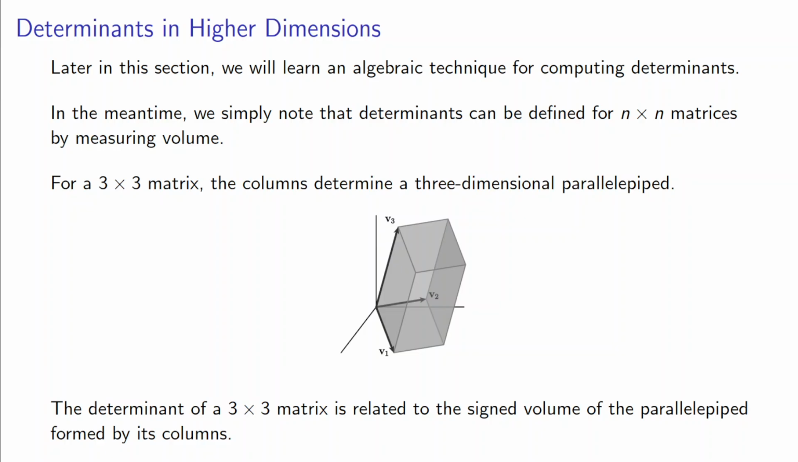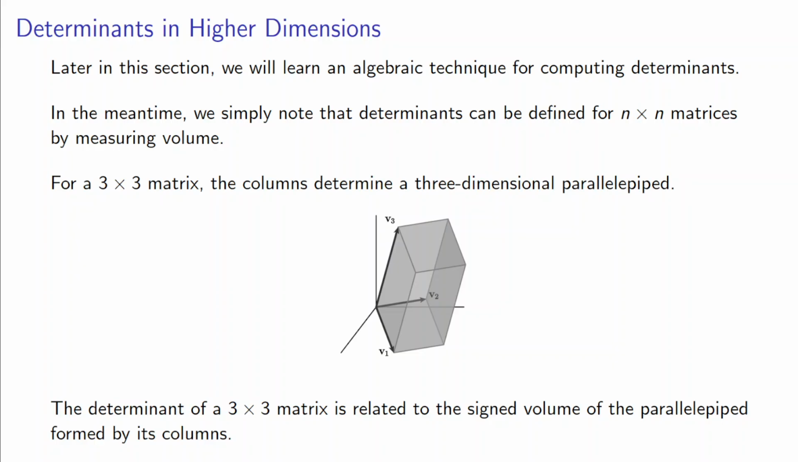Thinking about determinants in higher dimensions. Later in the section and in other videos, we're going to learn an algebraic technique for computing determinants. So far, we've mostly focused on the geometry, and we have our formula for 2x2 matrices, but we're going to look at higher matrices. In the meantime, we simply note that determinants can be defined for n by n matrices by measuring volume. For a 3x3 matrix, the columns determine a three-dimensional parallelepiped, it's called, the three-dimensional version of a parallelogram. And the determinant of a 3x3 matrix is related to the signed volume of the parallelepiped formed by its columns.